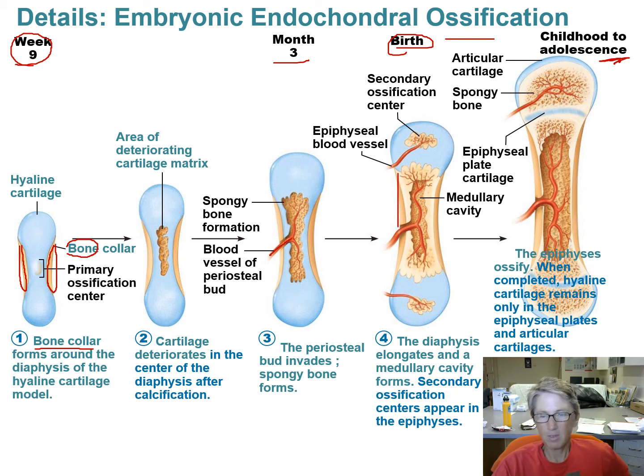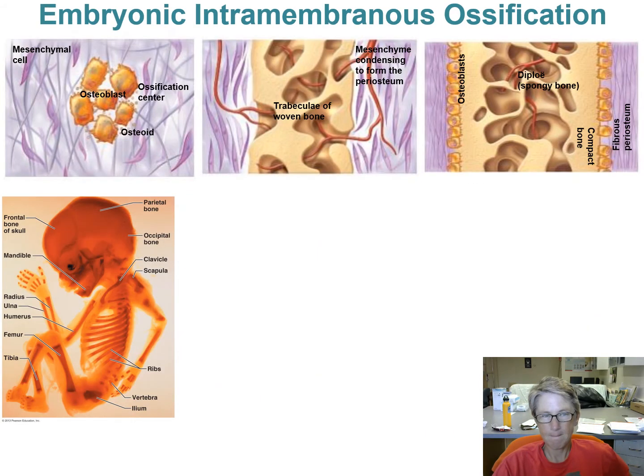The diaphysis keeps getting longer, and you get these secondary ossification centers, and you have more blood vessels going into those ossification centers. And then eventually the epiphyses ossify. When you're done growing your long bone, you'll only have this articular hyaline cartilage at the epiphysis or at the ends of your long bones.